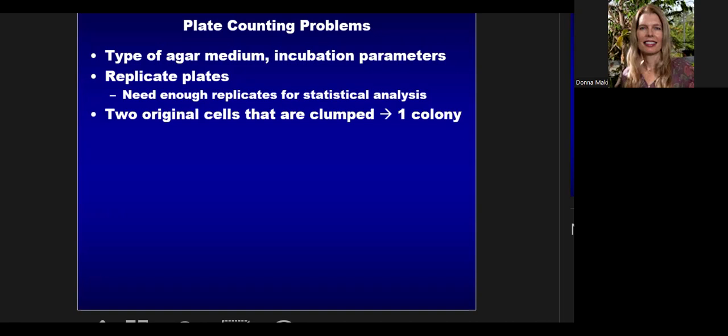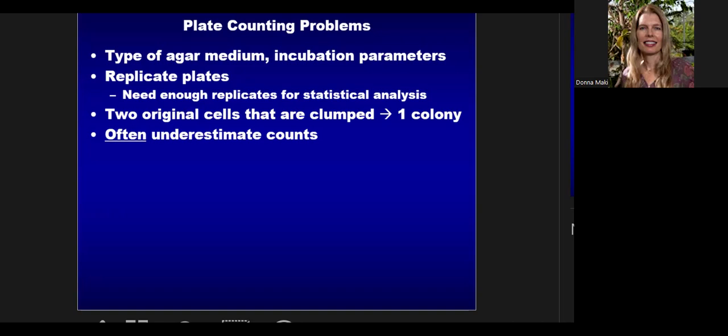Every once in a while, you have to concede that maybe two cells landed on almost the exact same spot on the plate, and those two cells just grew into one colony. So you're undercounting if that's the case. In general, all microbiologists know that this method does underestimate counts.